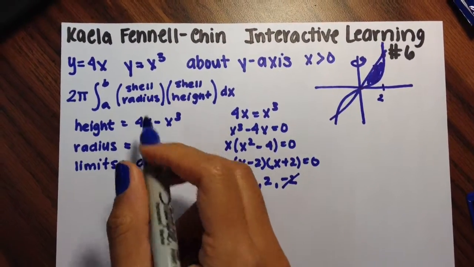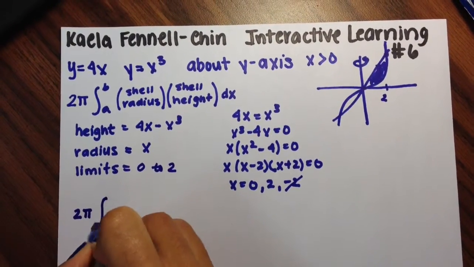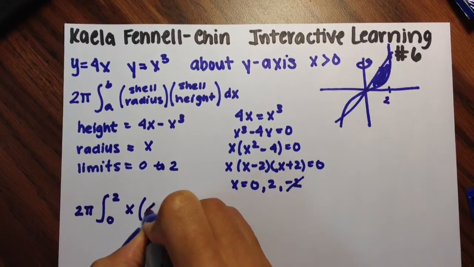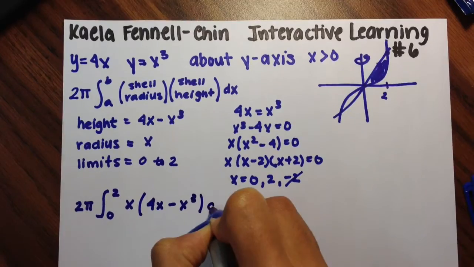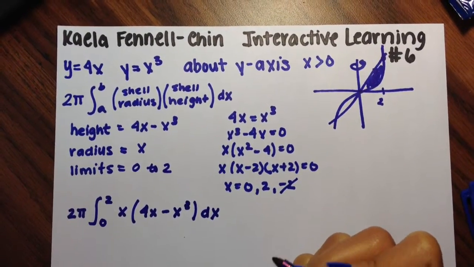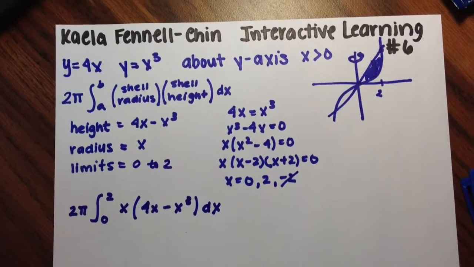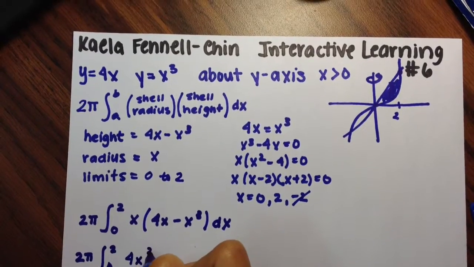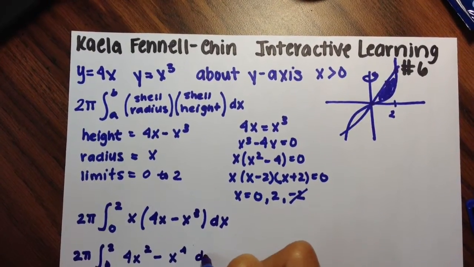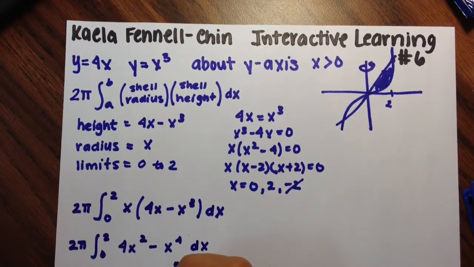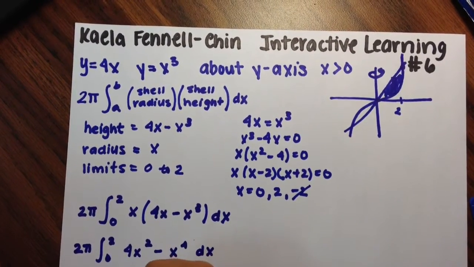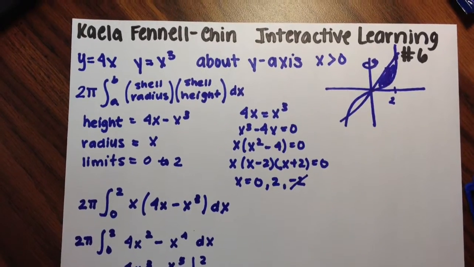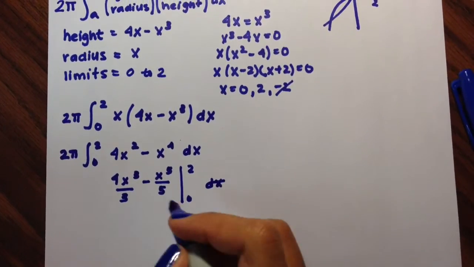Now if we plug all of this back into our formula, we get 2 pi, the integral from 0 to 2, of our radius x times our height, 4x minus x cubed, all dx. We can do this by hand or with a calculator, but this one is simple, so we'll do it by hand. Distributing the x, we have 2 pi, the integral from 0 to 2 of 4x squared minus x to the 4th dx. Taking the integral, we get 4x cubed divided by 3 minus x to the 5th divided by 5, from 0 to 2. Then we plug in the 2, because if you plug in 0, everything cancels out.